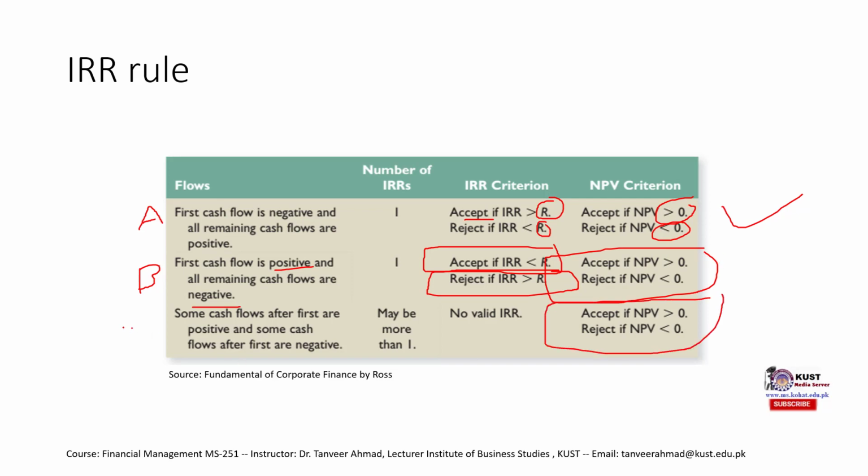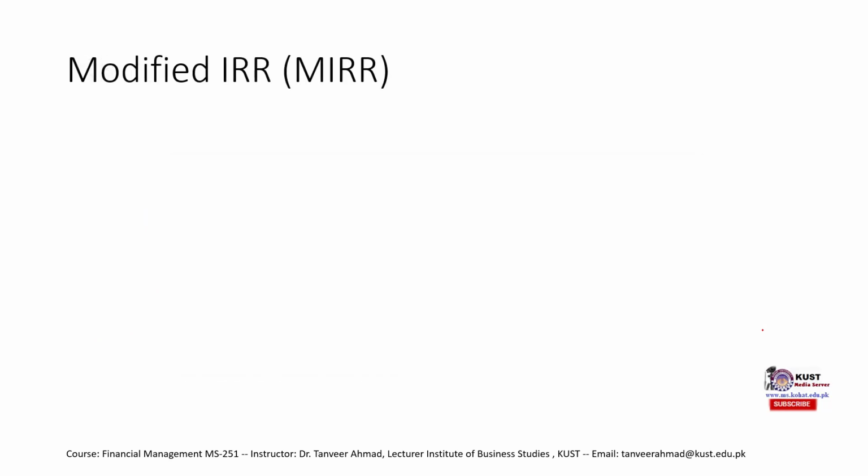Now, in case of project C, when some cash flows after first are positive and some cash flows are negative, then we have no valid IRR. So there is a problem with IRR. There is no problem with NPV. The main problem is with IRR. We have multiple IRRs. So to solve this problem, instead of using IRR when we have non-conventional cash flows, let me repeat this. If we have conventional cash flows, then we can use IRR technique. There is no harm in it. It would give us a single internal rate of return and we can make the decision.